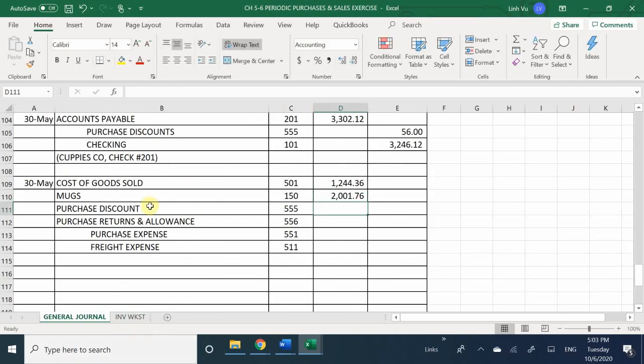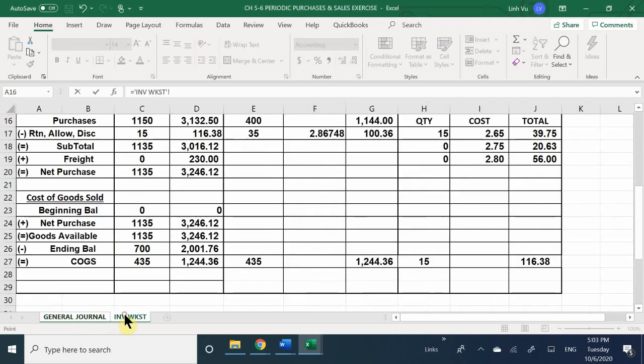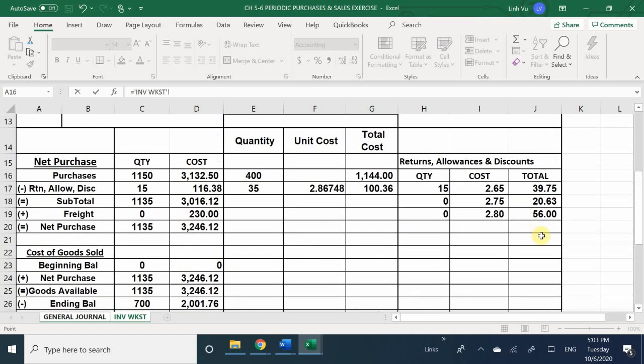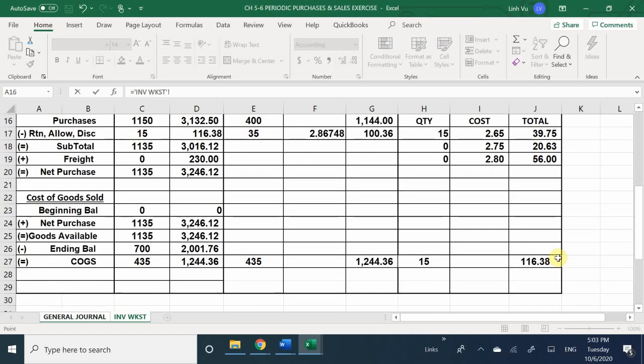Good. How much was my actual discount for? What was my purchase discount actually for? Was it 5%? What did I calculate in my inventory worksheet for my discount? 116.38. That's including everything, including my returns, my allowances, and my discounts. So I'm just looking specifically for my discount. 76.63. 76.63 is not right.